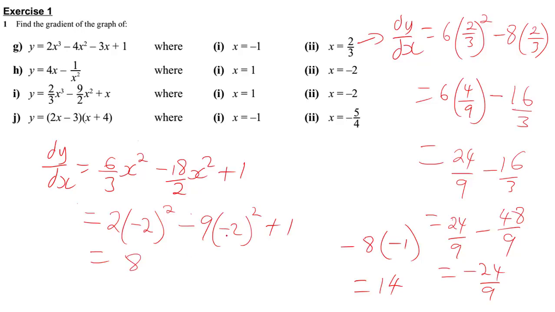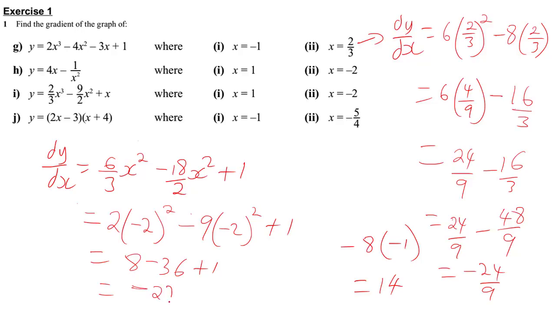Here, do this one first. -2 squared is 4. 4 times 9 is going to be 36. And then you add 1 there. Okay, as simple as that. Right, so 8 plus 1 is 9. And 9 take away 36 is going to be -27.